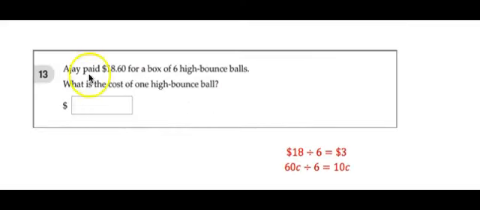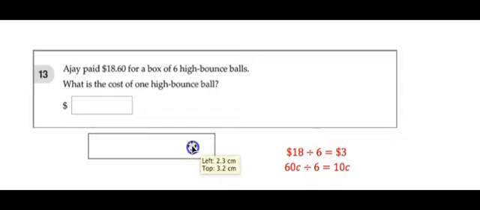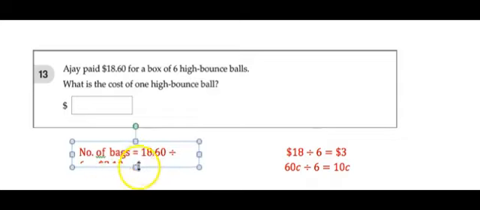We can do this. So AJ paid $18.60 for 6 high bounce balls, and we have to find the cost of 1 high bounce ball. Now remember, this is a non-calculator section of the paper, so what we want to do is $18.60 divided by 6. Now remember, you don't have a calculator. What you could do is do the dollars and the cents separately.